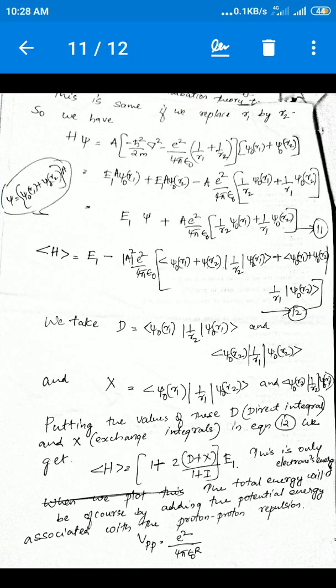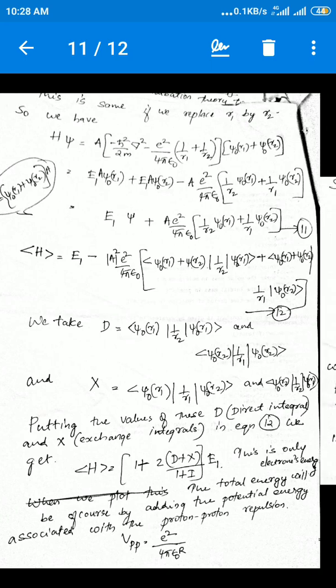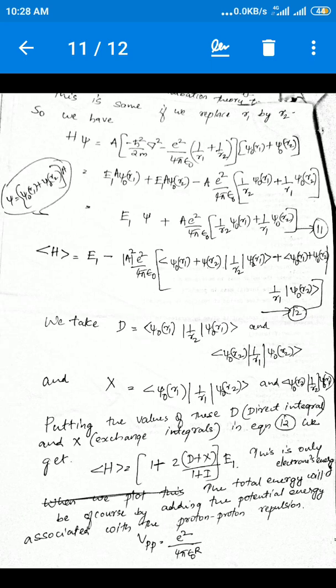So let us now take the expectation value of H in the state psi. So the inner product psi H psi will be the expectation value of H. So we are putting for psi, psi 0 R1 plus psi 0 R2. So let us do that. If you take psi, E1 psi is E1 itself, isn't it? So E1 itself we have written there, minus A modulus square.